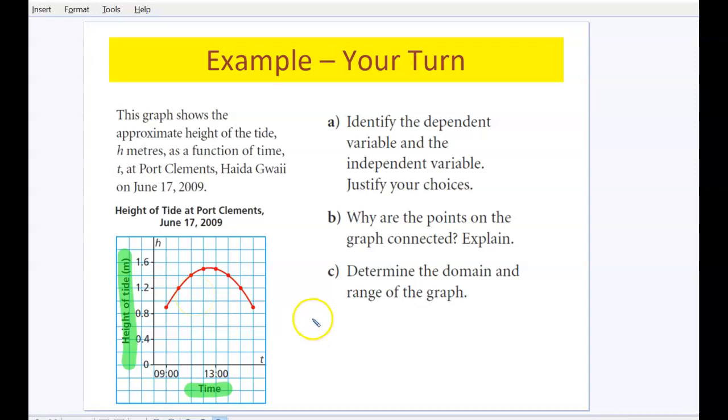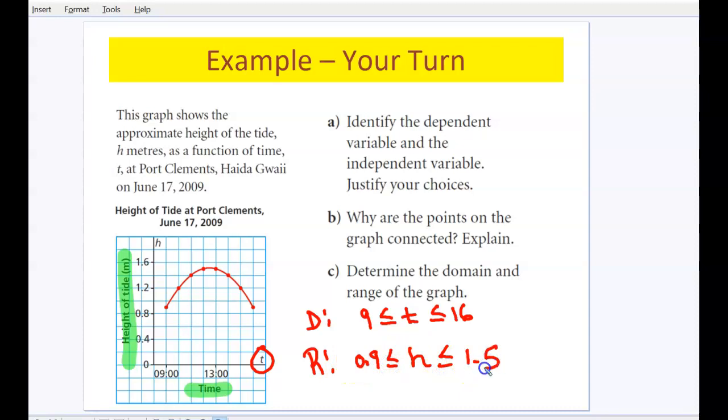Part C, the domain and range. So the domain now is not going to be a set of values. It's going to be an inequality. And my domain is going from 9 to 16. So it's going to be 9 is less than or equal to t less than or equal to 16. And again, I'm using t because my time is my x-axis and it says it's t there. The range is the variable h. And the range is going from, it looks like 0.9 all the way up to 1.5. So 0.9 is less than or equal to h is less than or equal to 1.5.